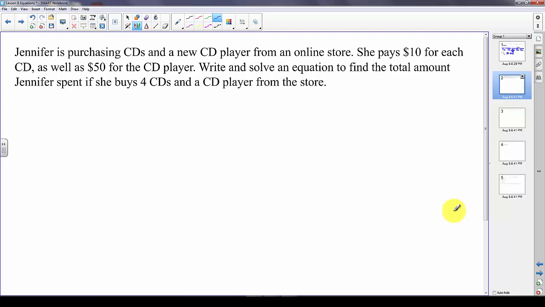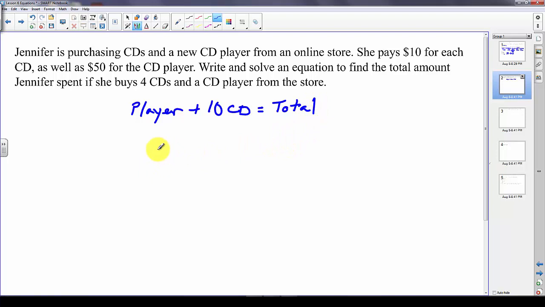Next, a little word problem. We've got Jennifer purchasing CDs, and she pays $10 for each CD, as well as $50 for the CD player. We want to write and solve an equation to find the total amount spent if she buys 4 CDs and a CD player. So we know that you get a CD player, plus $10 for every CD equals total cash.